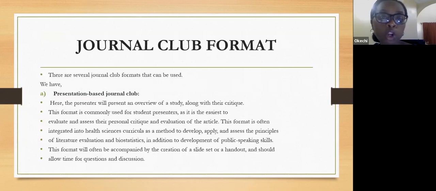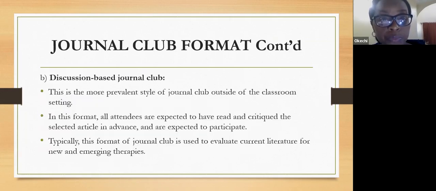Okay, journal club format. We've talked a little about them. There are several journal club formats that can be used. Presentation-based journal club: the presenter will present an overview of a study along with their critique. And the adult model follows this particular system as well. Let's go to the next one. We might not go through all of these bullets for now.